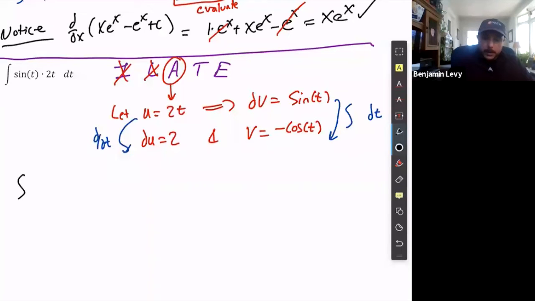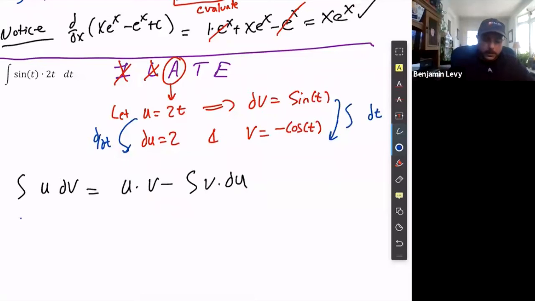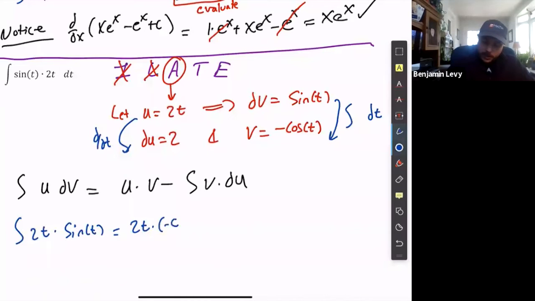All right, let me copy the method again. It was the integral of u dv equals uv minus the integral of v du. I'm just copying down what it says at the top of the page, and we have all these components, so I like to write that down so you can see how they all fit in. Our u in this case was 2t, our dv was sine. Then when we integrated and differentiated, u is still 2t, but now v is minus cosine. And then v du would be minus cosine times 2.